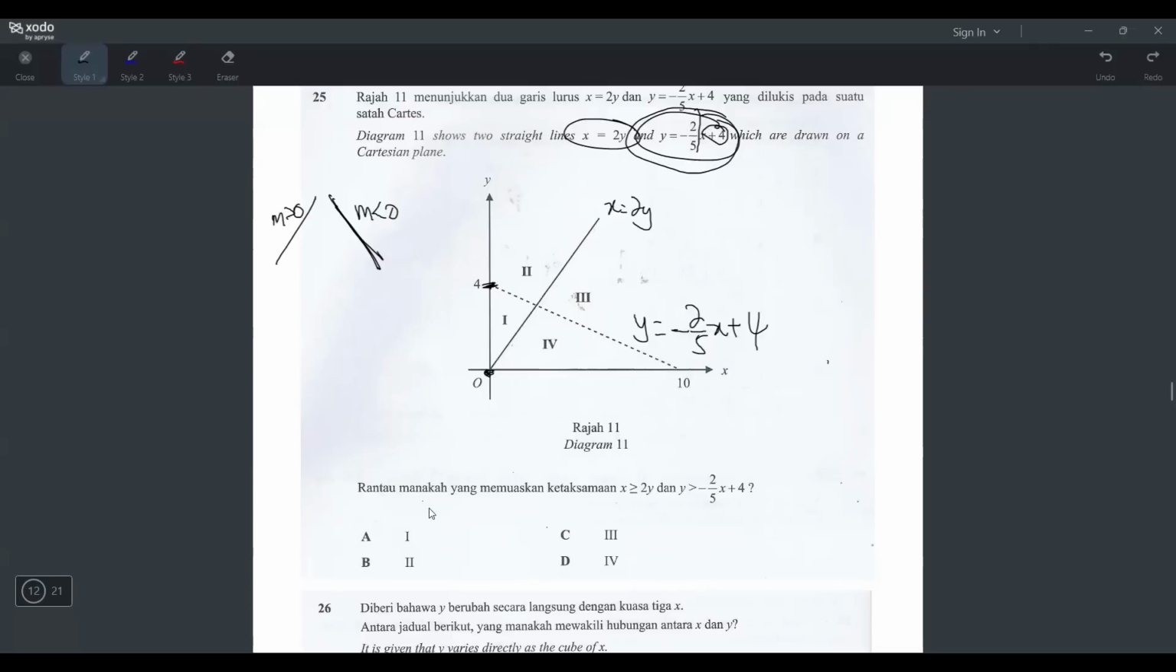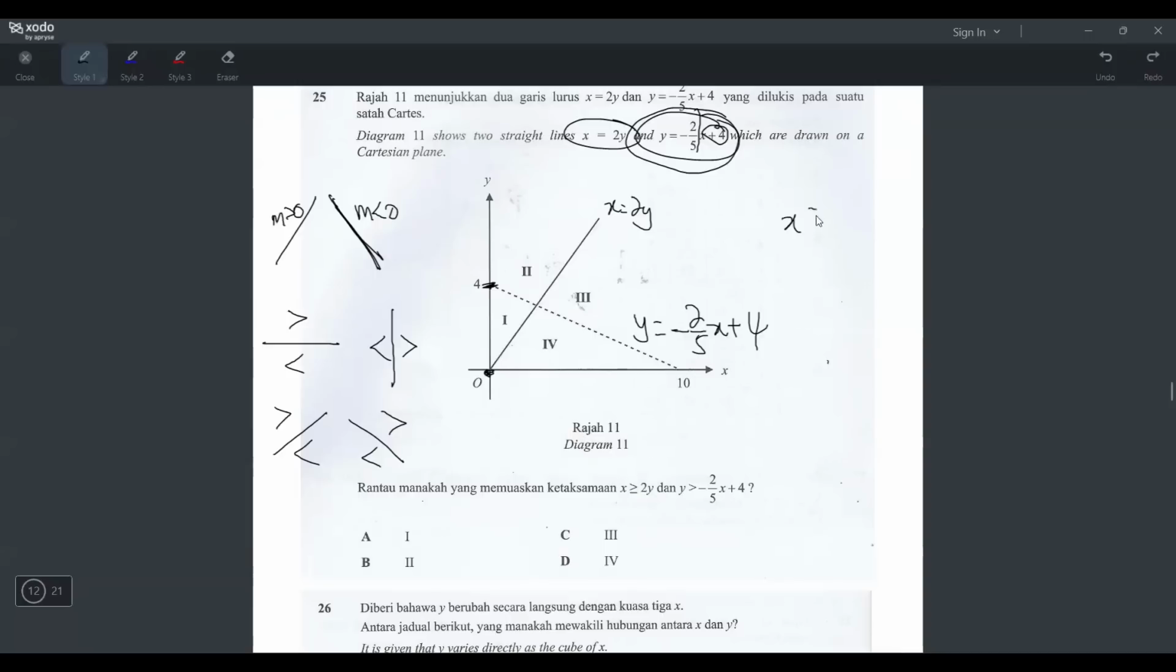Now they say, rantau manakah yang memuaskan ketaksamaan ini dengan ketaksamaan ini. Alright, kalau dia nak awak choose which rantau, you have to look at the inequality symbol. If the line is like this, then you ambil atas is bigger, bawah smaller. If the line is like this, the right side is bigger, the left side is smaller. But if the line is sengit, you tengok atas bawah. If the line goes down, atas bigger, bawah smaller. But you have to make sure y is positive.